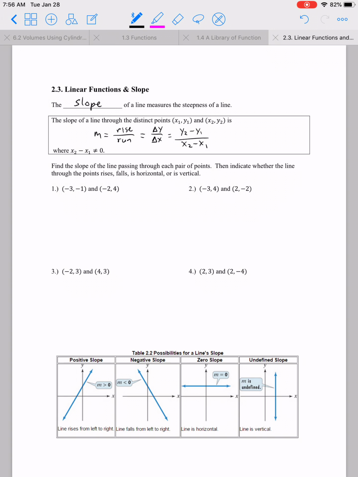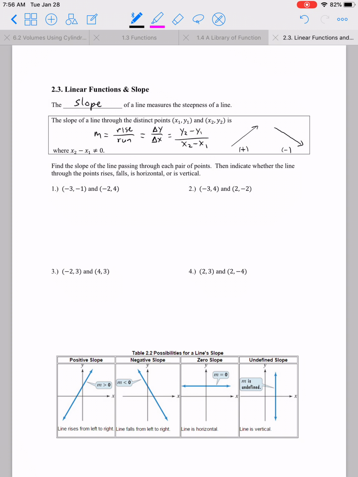Positive numbers are basically going to tell you that if you're moving left to right, you are going uphill, right? So that's a positive slope. And negative numbers are telling you if you're moving left to right, you're going downhill. Those are negative slopes.